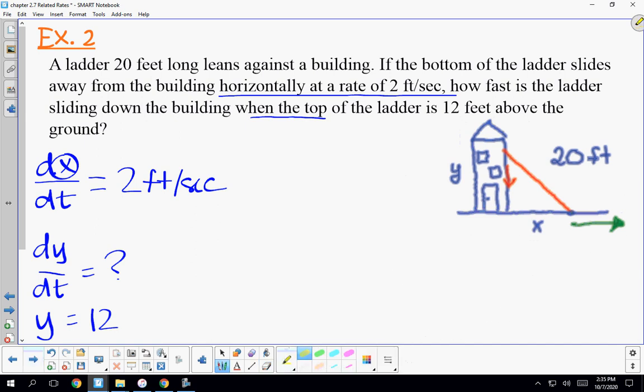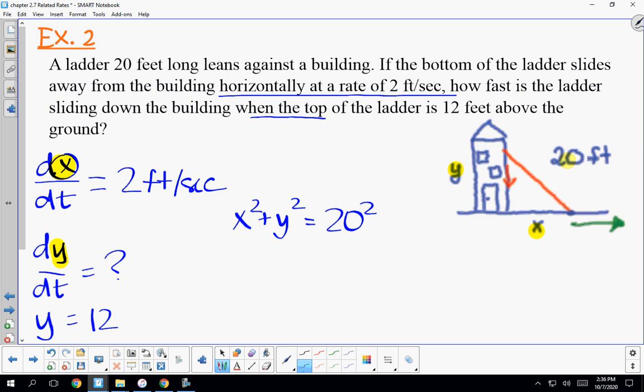So our job now, again, is to find the derivative of y. So I need an equation that has a y in it, and I also know the derivative of x. So we really want an equation that has an x and a y in it. And if we notice from our picture, we can use the Pythagorean theorem. So I'll have x squared plus y squared equals 20 squared.